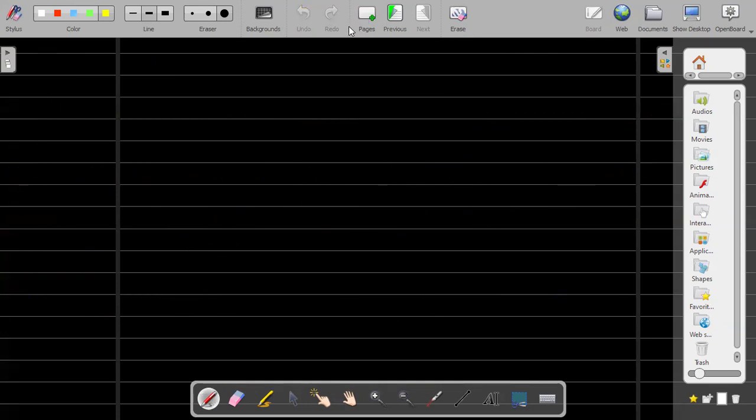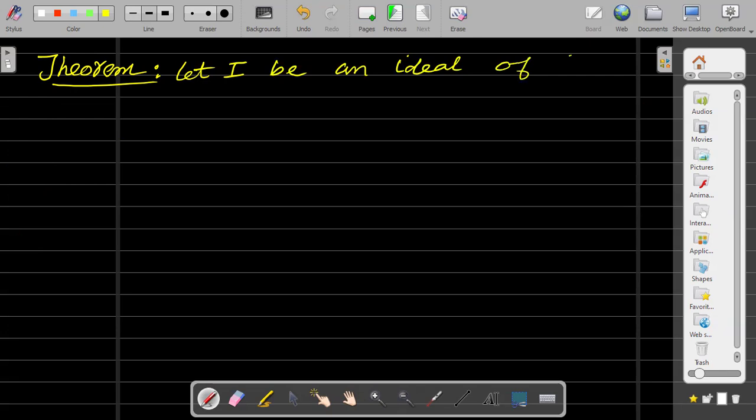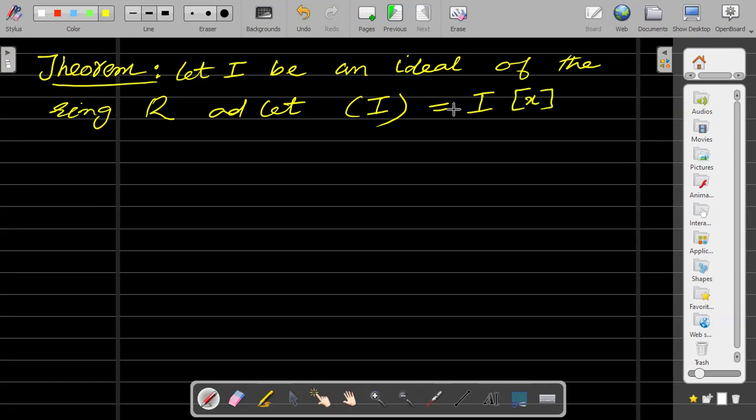Now we have the following important result. Let I be an ideal of the ring R. And let this notation here, I[x], denote the ideal of R[x] generated by I.